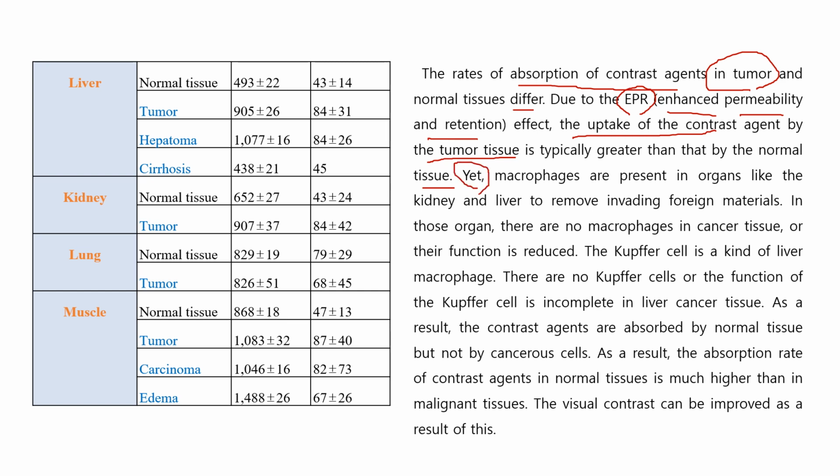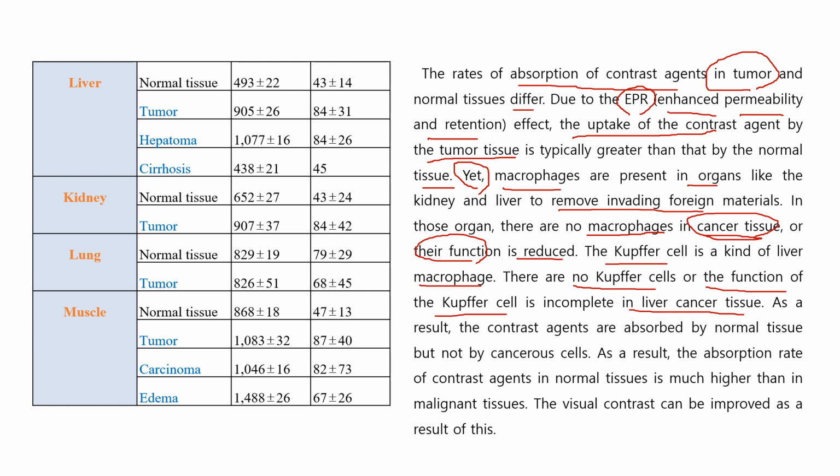Yet, macrophages are present in organs like the kidney and the liver to remove invading foreign materials. In those organs, there are no macrophages in cancer tissue, or their function is reduced. The Kupffer cell is a kind of liver macrophage. There are no Kupffer cells, or the function of the Kupffer cell is incomplete in liver cancer tissue.